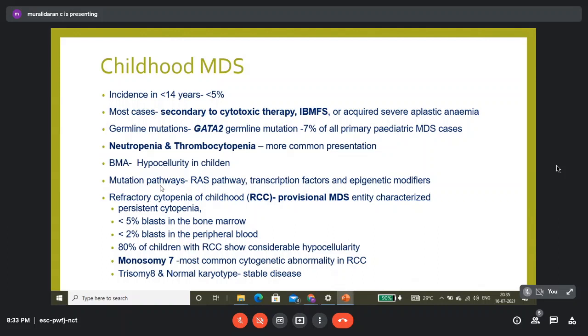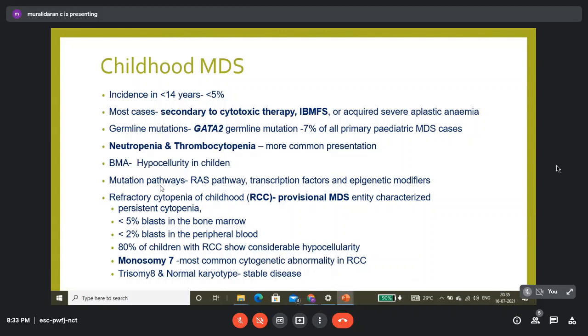So if you do a germline mutation, among those, the GATA2 mutation is one of the commonest mutations. It predominantly presents with neutropenia and thrombocytopenia, and most of these patients will have hypocellularity, and some mutation pathways are also involved.